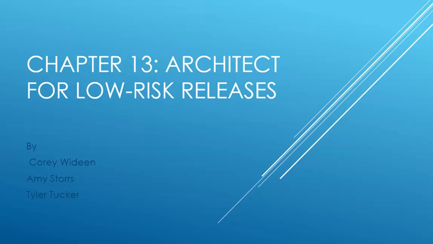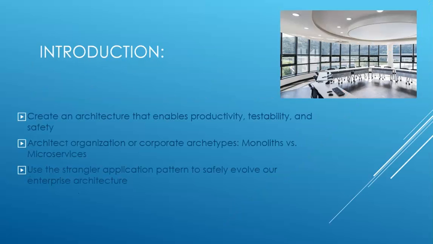Today, my partners Amy Storrs and Tyler Tucker and I are going to be going over Chapter 13, Architect for Low Risk Releases. First, we're going to go over how to create an architecture that enables productivity, testability, and safety. Next, the architectural archetypes of monoliths versus microservices. After, we're going to go over the case study of evolutionary architecture at Amazon. And last, how to use the Strangler application pattern to safely evolve our enterprise architecture.